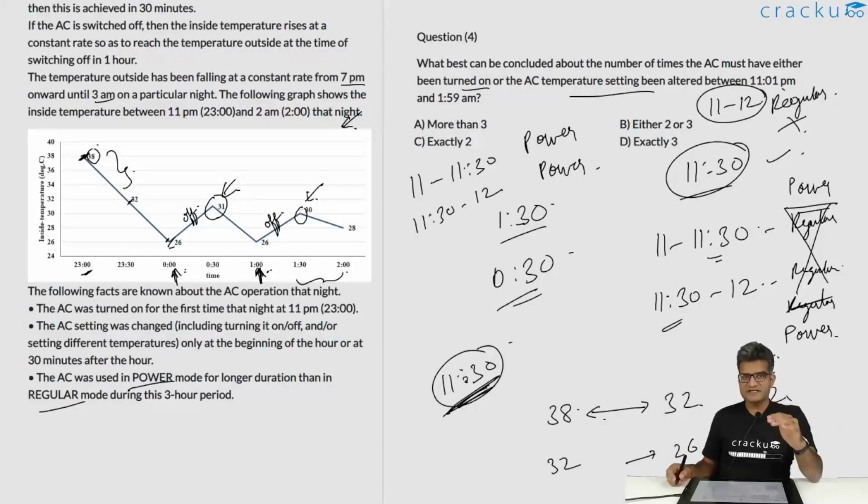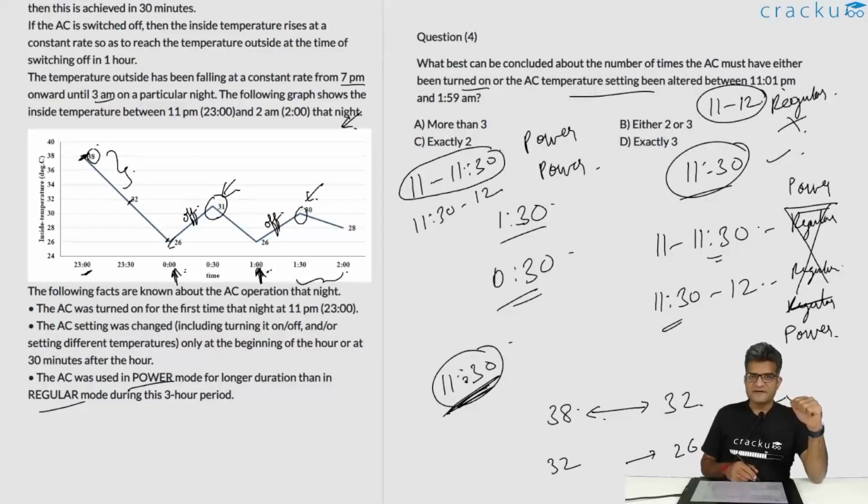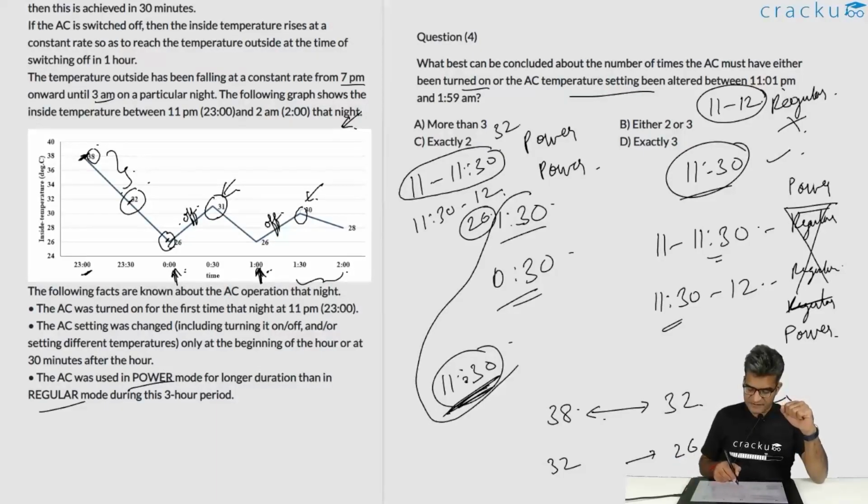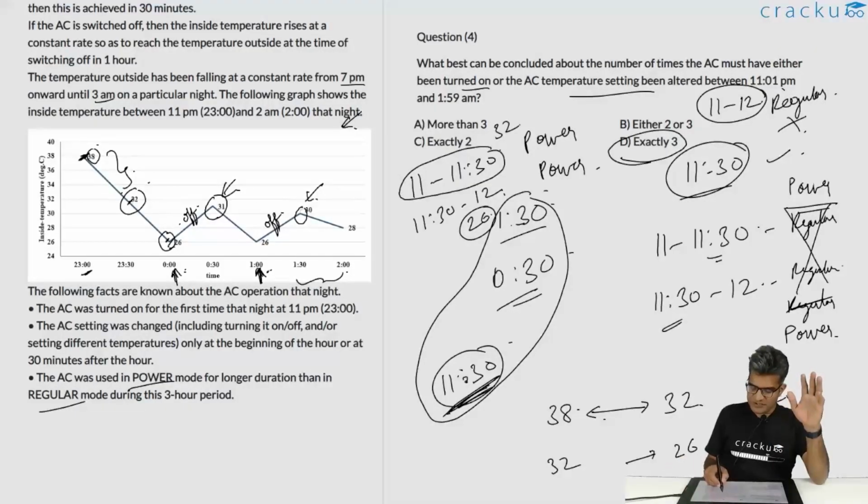But even in this particular case, where the AC was only in power mode from 11 to 12, that is for both the half an hours, because power mode takes only half an hour to cool down, it would imply that the desired temperature in the first power mode would be 32, which is the temperature at 11:30. And in the second half an hour, the desired temperature would be 26, which is the temperature at 12 o'clock. So even in this case, we can conclude that even though it was in power, the desired temperature was changed. So in all three of these times, the temperature was changed, or the AC was switched on, or it went from regular to power. One thing or the other has happened. So it would imply that the correct answer is option D.